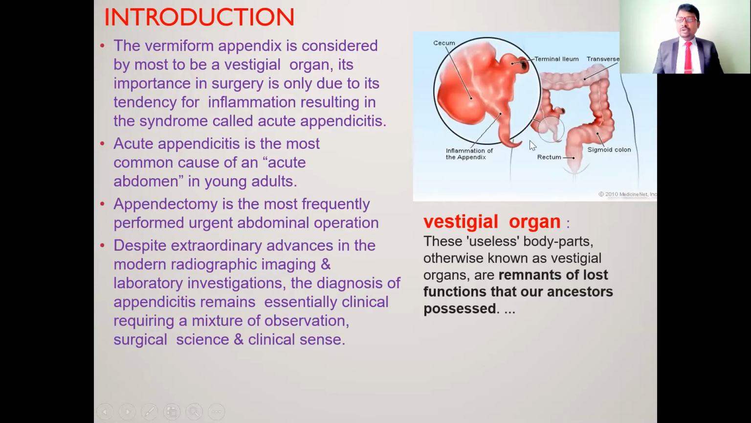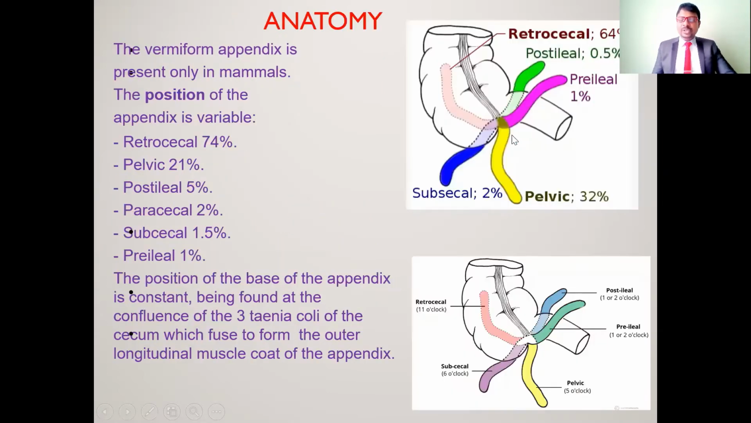The position of the appendix can vary; this depends on the person. This vermiform appendix is present only in mammals. So the position of the appendix is variable, and different positions are seen in different people.